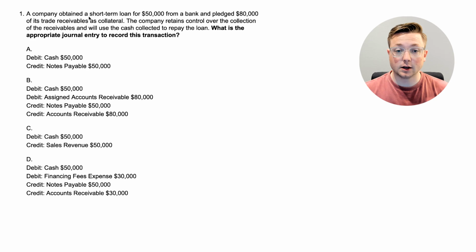A company obtained a short-term loan for $50,000 from a bank and pledged $80,000 of its trade receivables as collateral. The company retains control over the collection of the receivables and will use the cash collected to repay the loan. Okay, so with all that information, again, we have to figure out what the journal entry is. If you have any idea how this works, that's great. Pause the video and maybe think through this and see if you can think of the journal entry. If you've never seen this before, that's okay. We're going to dive straight into the answer because, again, we're using the questions to learn how to do this. So let's go ahead and look at the answer.